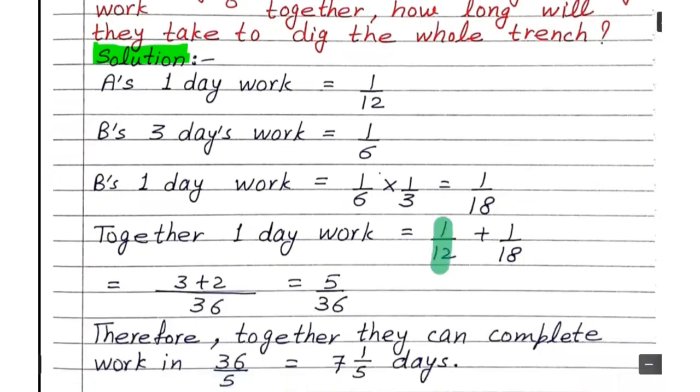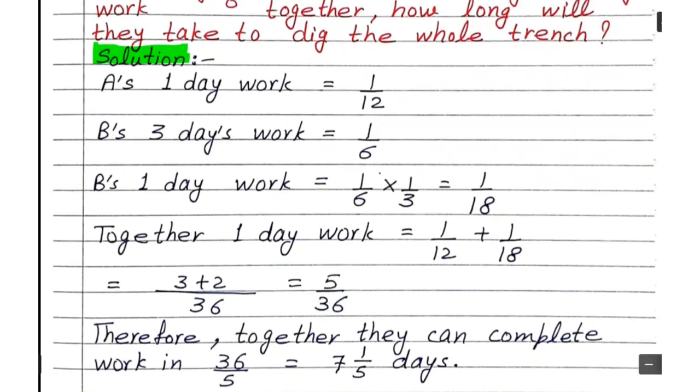So together, one day work will be equal to how much? That is 1/12 plus 1/18. After taking the LCM, that is 36. Now 12 3s are 36, so 3 will come here. 18 2s are 36, so 2 will come here. So that is 5/36.